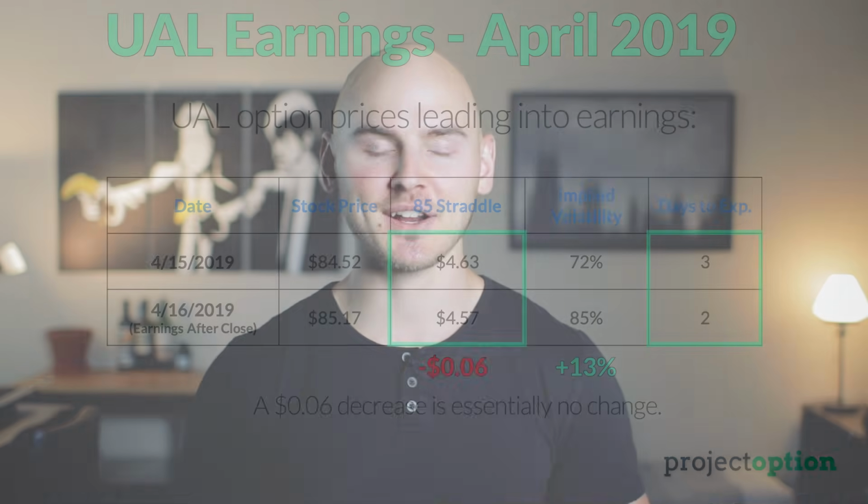The passage of time with no decrease in the option prices resulted in a higher implied volatility reading. Basically, what I'm trying to say here is that the increase in implied volatility leading up to a stock's earnings report is not necessarily an opportunity to buy options, because just because implied volatility is increasing, that does not mean that the option prices themselves are increasing.